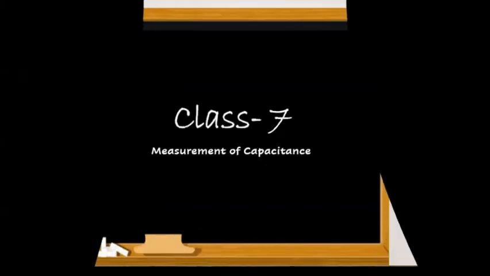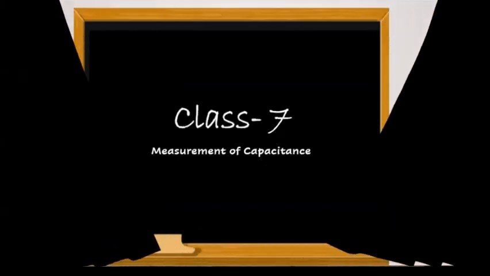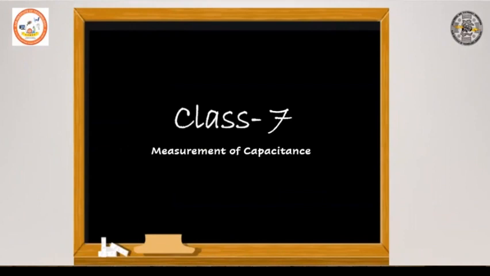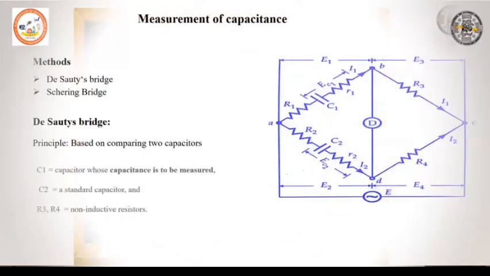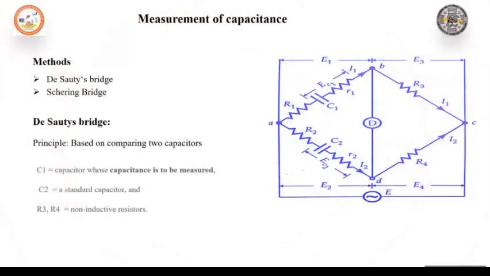Let us start today's class 7, that is measurement of capacitance. We have two bridges to measure the capacitance. One is de Sauty's bridge, the other one is Schering bridge. Let me discuss these two bridges, de Sauty's bridge as well as Schering bridge, one after the other. So, de Sauty's bridge.